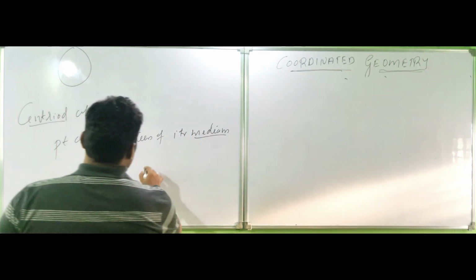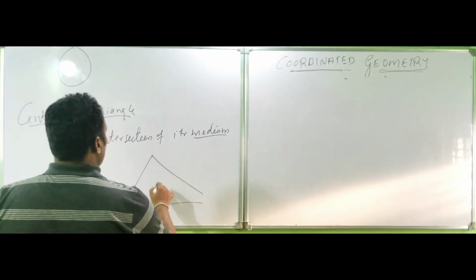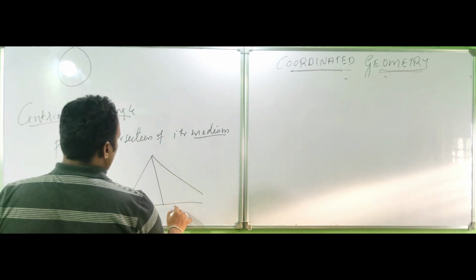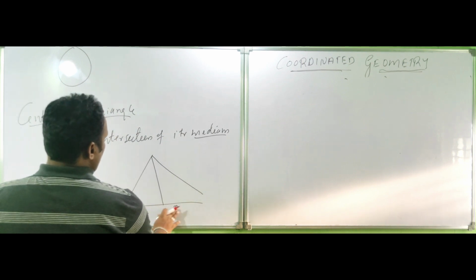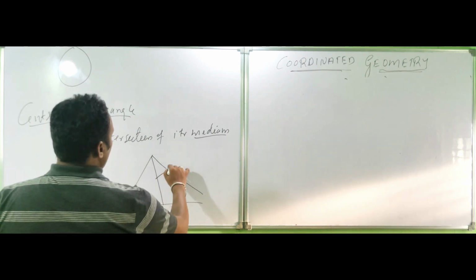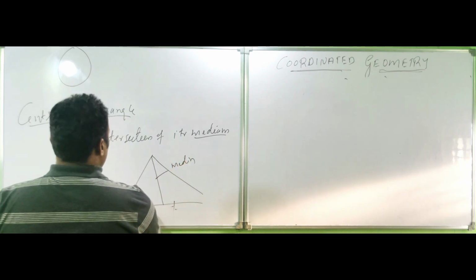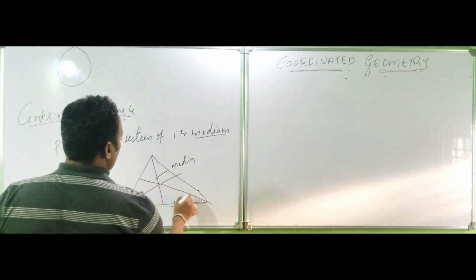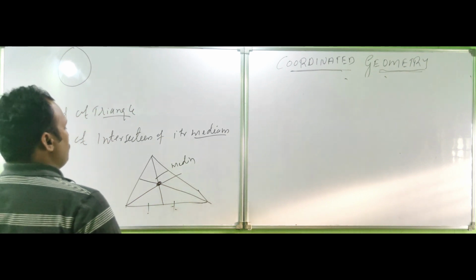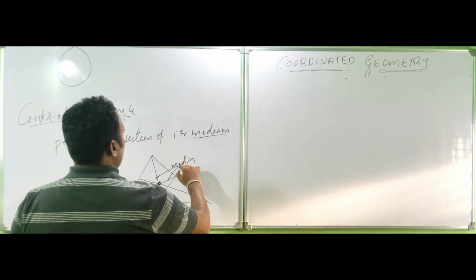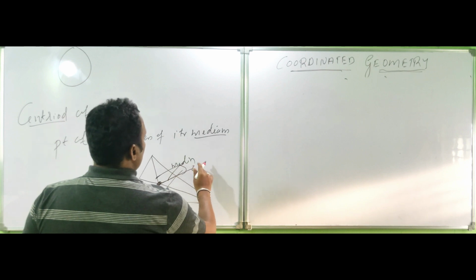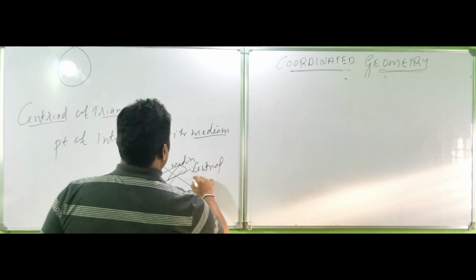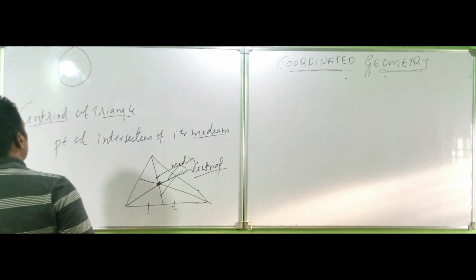This is the triangle. This line is called a median. Similarly, medians are drawn from all vertices, and the point of intersection of the medians is called the centroid.